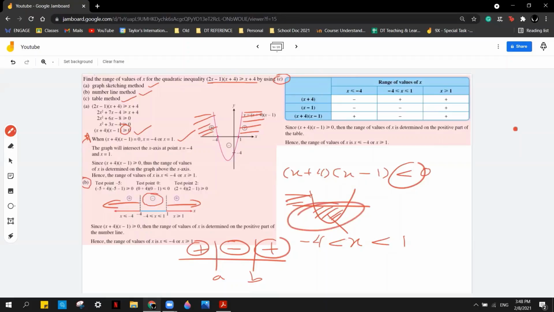Last but not least, the table method. Always remember, here is let's say -4, here is 1. Whatever is in the range of -4, you put negative. This part here is -4 and this part here is 1. Whatever is below 1 is negative and the positive part here is taken by 1, and the same goes for the 4. Let me erase this so you don't get confused.